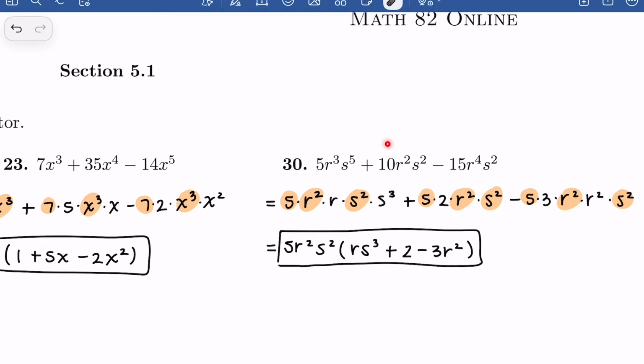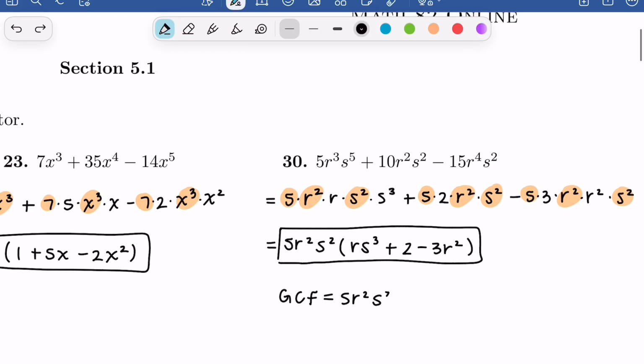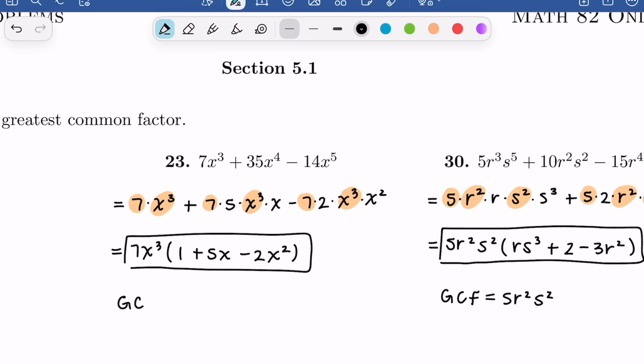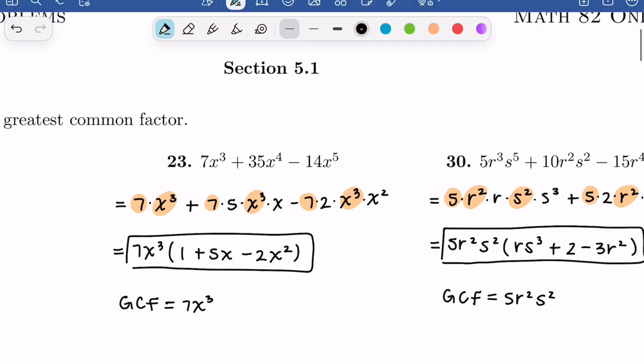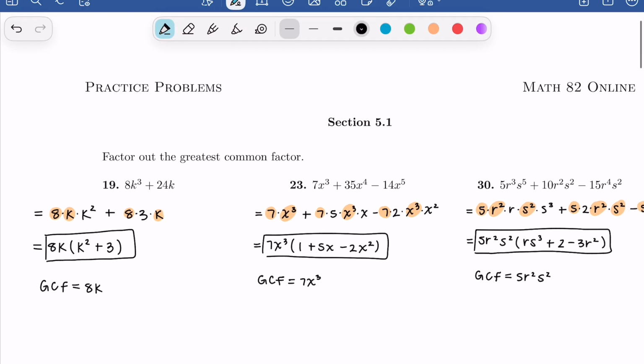And again, we can check this by distributing this greatest common factor to everything in our parentheses. So just to emphasize, our greatest common factor in this example is 5r squared s squared, not s cubed. And then same thing for this one, our greatest common factor is going to be 7x cubed. All right, so that's how we would factor these polynomial expressions by pulling out the greatest common factor.